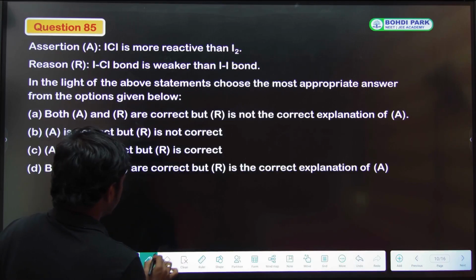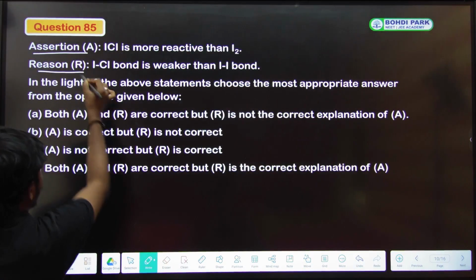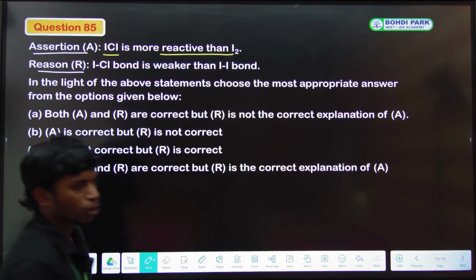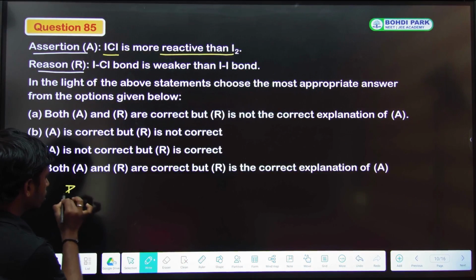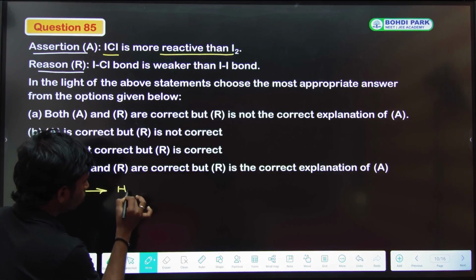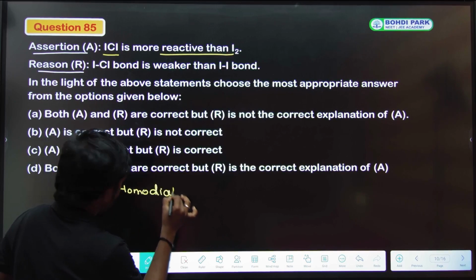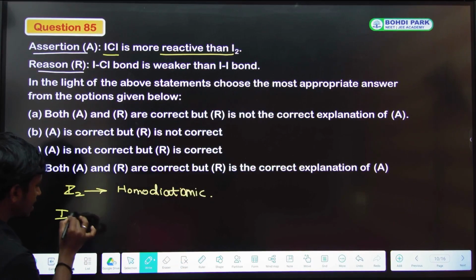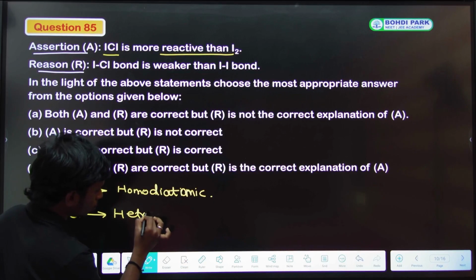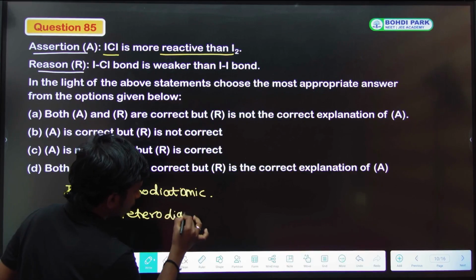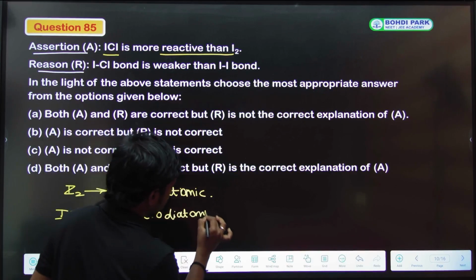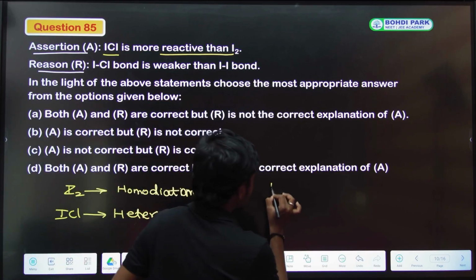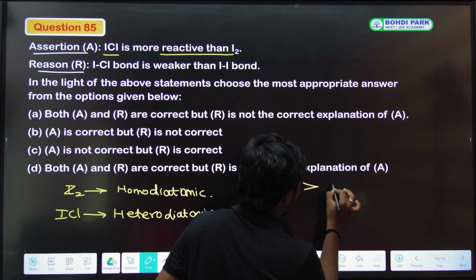Okay, the next question: two statements are given, an assumption and then a reason. The first one is ICl is more reactive than iodine. Iodine is a homodiatomic molecule and ICl is a heterodiatomic molecule, an interhalogen compound. Between the two, ICl will be more reactive than I2.